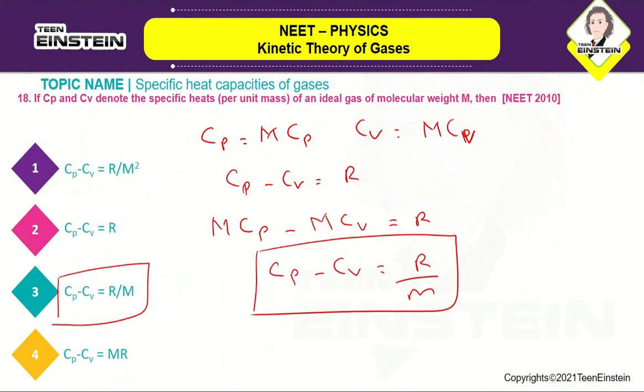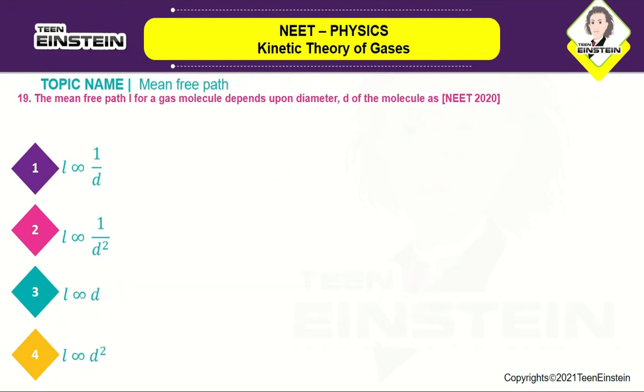Okay, so you're just taking Cp is equal to mCp and Cv is equal to mCv because it is specific heats per unit mass of an ideal gas of molecular weight m. So Cp minus Cv is equal to R, we know. You're going to substitute here mCp minus mCv is equal to R, or Cp minus Cv is equal to R by m. Okay, so let us move on to the next question.